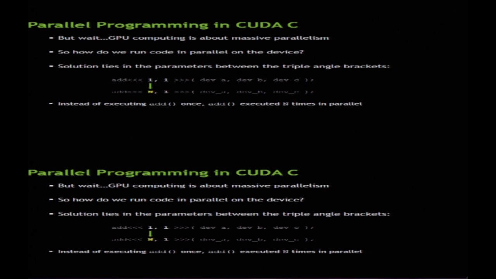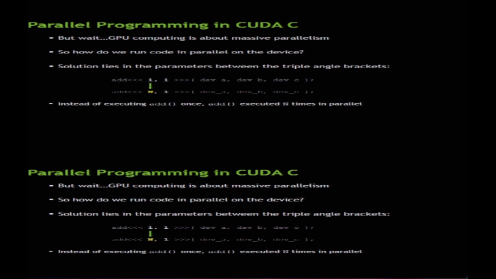So just to back up and recap, we've talked about a very simple example right now, this add vector, but only a vector of 1. But we've built it in a way that we should be able to make it work on a vector easily. So how do we run code in parallel on the device? And this is the dying question.